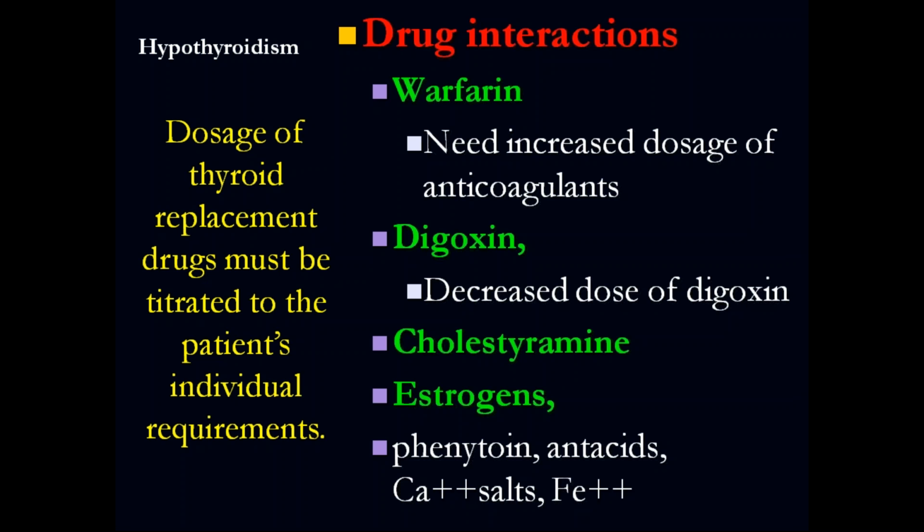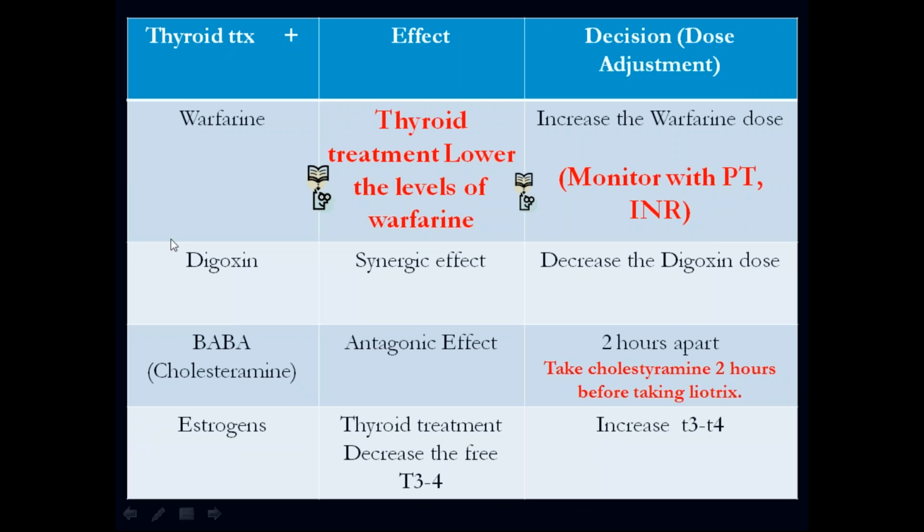So if you take estrogen, as OCP or HRT, hormone replacement therapy, it is going to increase the estrogens in blood, increase the anabolism, increase the proteins, and increase the binding of T3 and T4, meaning there is less free T3 and T4. And that is going to reduce the effect of the medication. So in this case, you need to increase the dose of T3 and T4. Okay, so this is high yield, and this is very important. Open eyes, open ears.